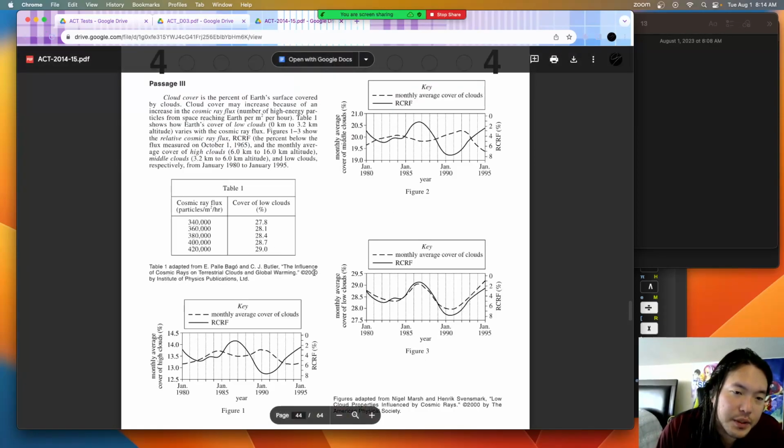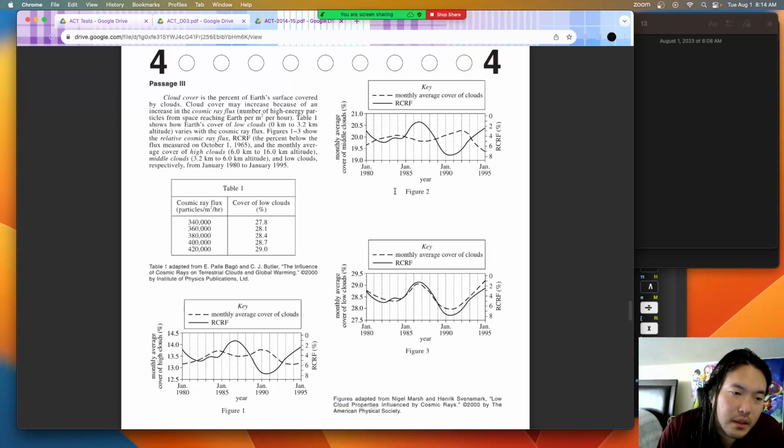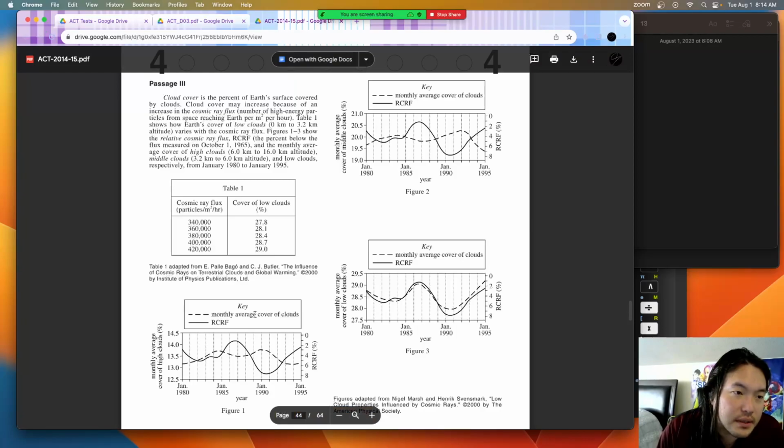And then, what's the difference between figure 1 and figure 2? Maybe these are just two different locations. I don't see any difference.